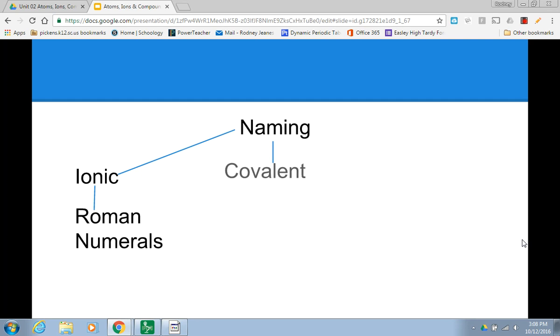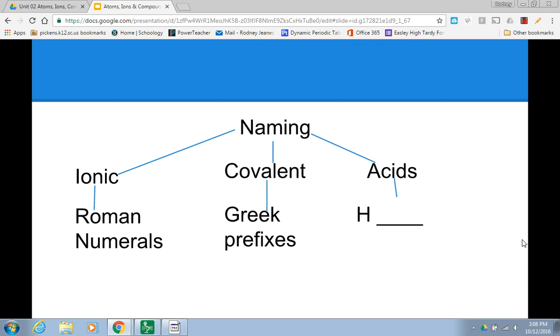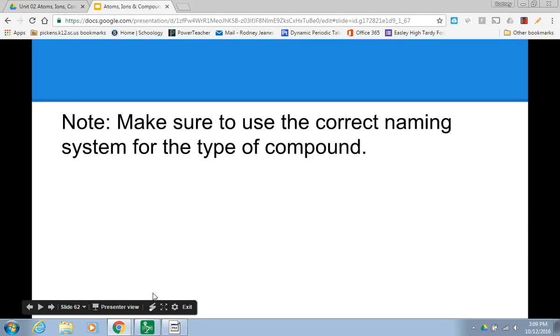For our covalent or molecular compounds, we're going to use Greek prefixes, and that's what we're going to talk about in just a few moments. And then there's another system that we haven't dealt with yet, and that's a system of naming acids. And the way you identify acids is they are usually going to begin with the element hydrogen, followed by either a nonmetal or a polyion. So we'll talk more about that in a little bit as well on a different podcast.